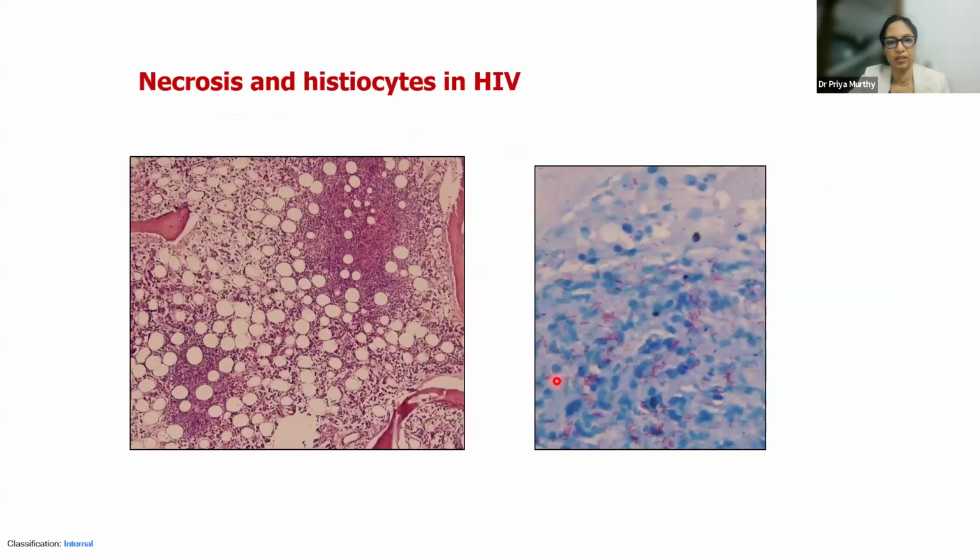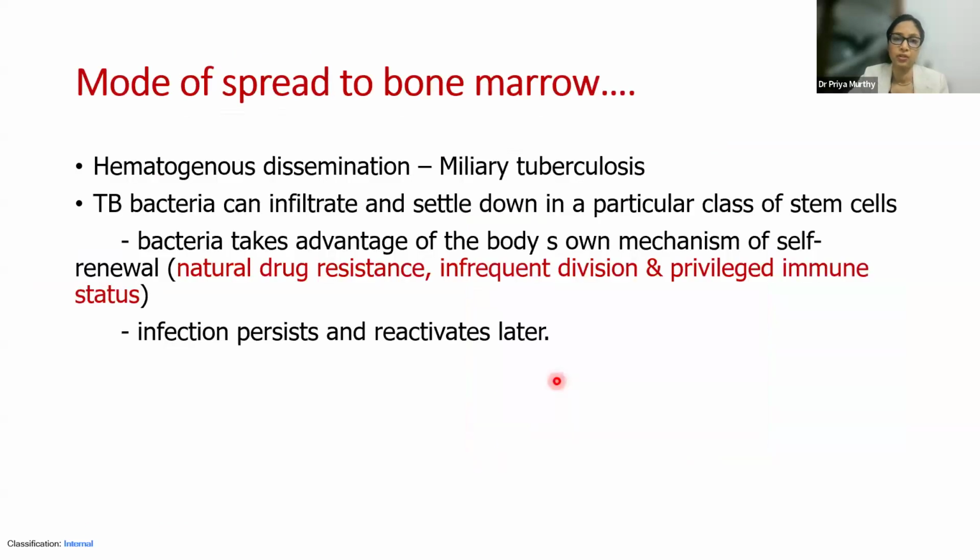So this is a case of HIV where there is necrosis and a number of histiocytes showing acid-fast bacilli. How does tuberculosis spread to the bone marrow? It is mostly a hematogenous dissemination called miliary tuberculosis.